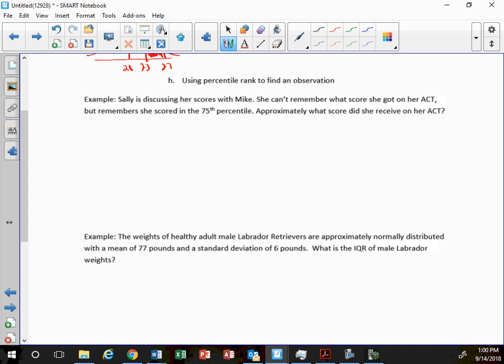All right, let's finish. Okay, so next, we're going to try to work backwards on this one. Sally's discussing her score. She knows she got in the 75th percentile, so she knows she's somewhere up here, right? And we want to know, what did she get on her ACT? Remember that ACT is normally distributed, 21 and 6. All right, I want you guys to work on this and try to figure it out. How are you going to get back to the score? There's a couple ways you can do it.